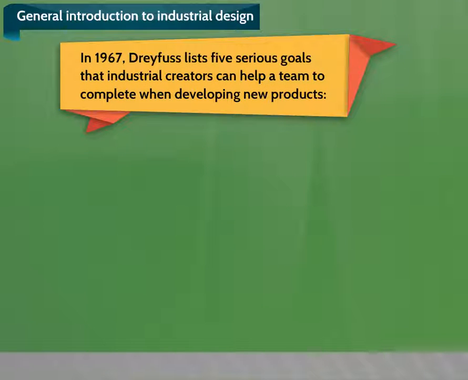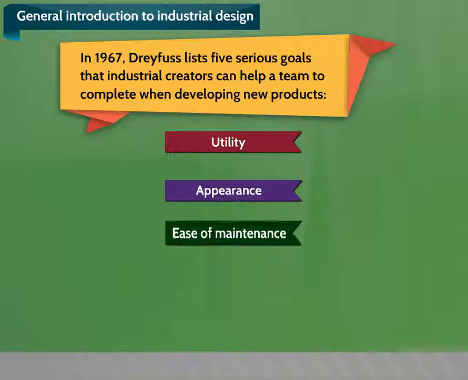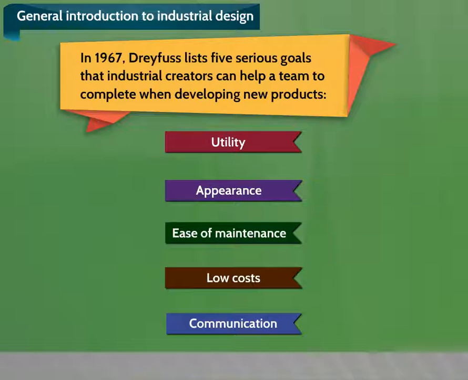In 1967, Dreyfus listed 5 critical goals that industrial designers can help a team to accomplish when developing new products: utility, appearance, ease of maintenance, low cost, communication.